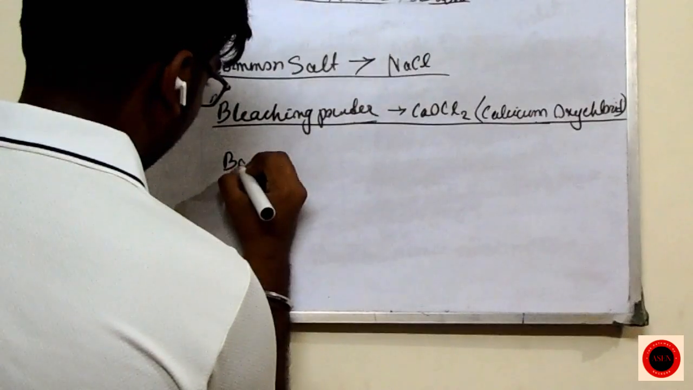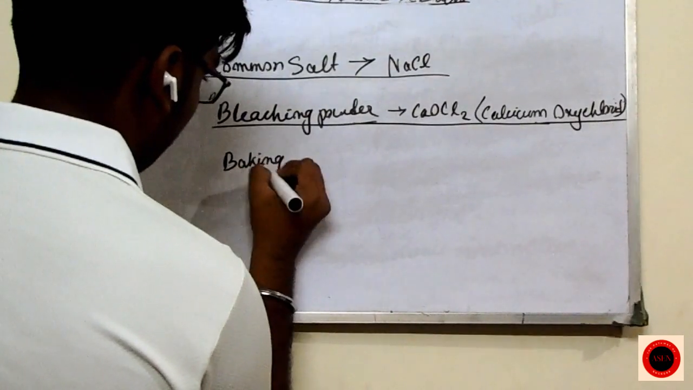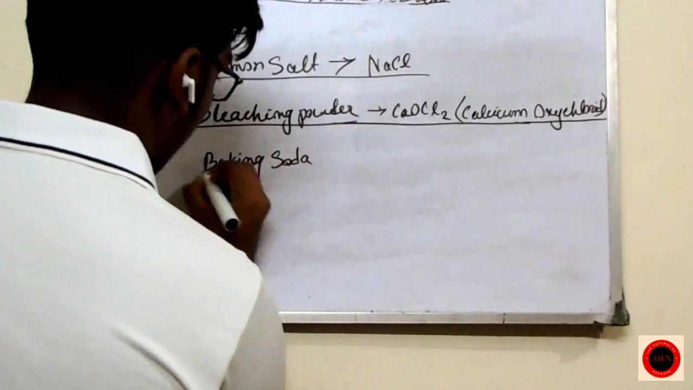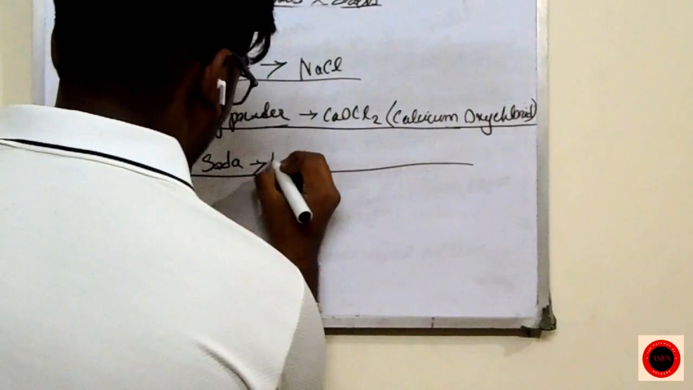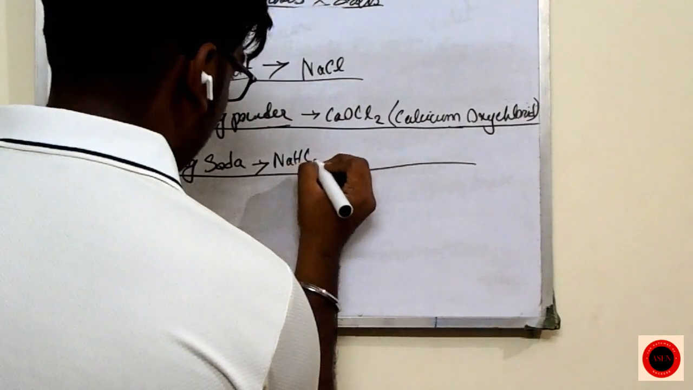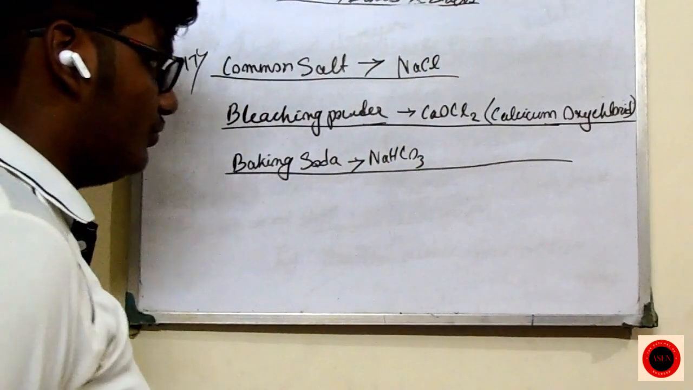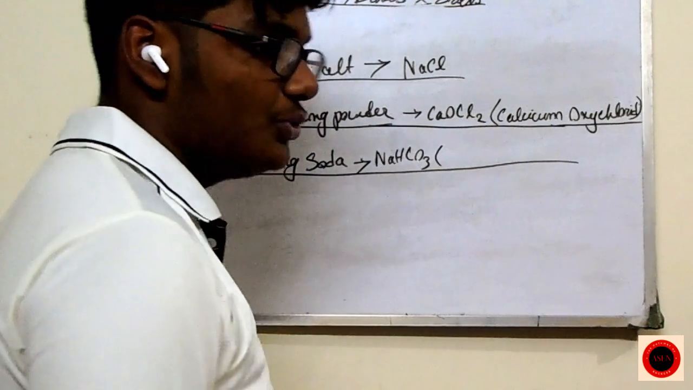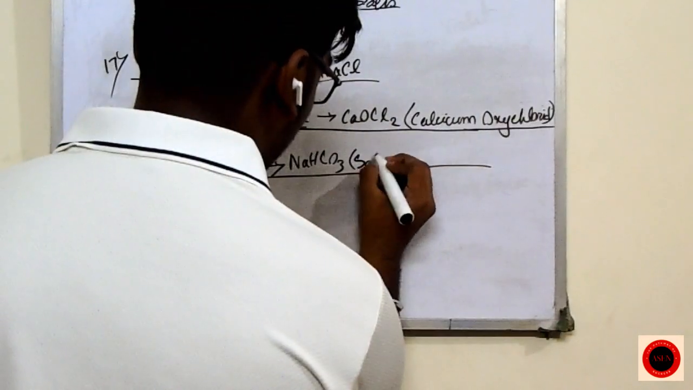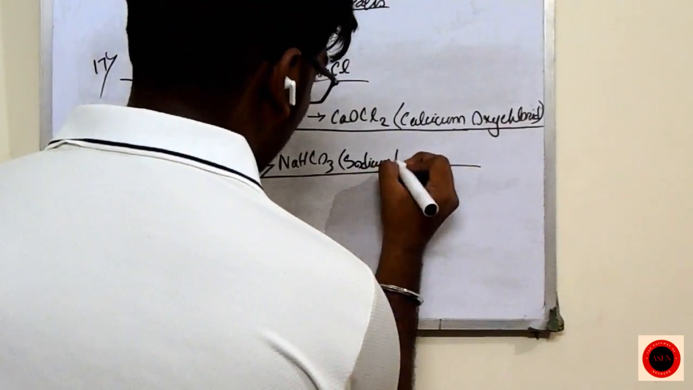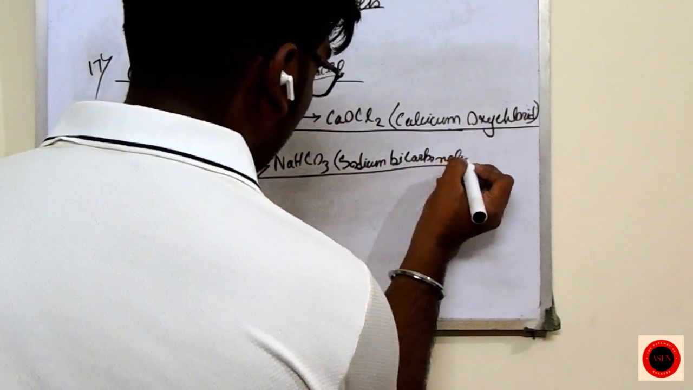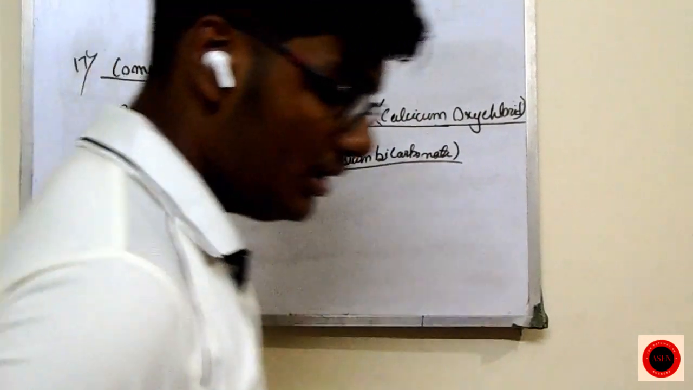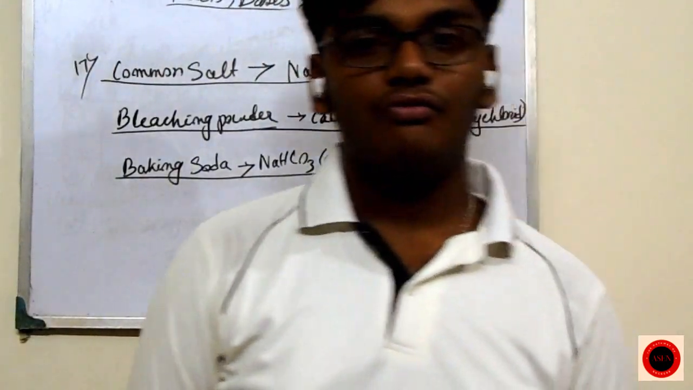Now the baking soda. NaHCO3. What is this? Sodium bicarbonate. The next one is washing soda.